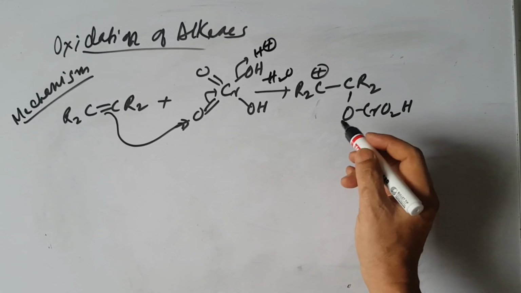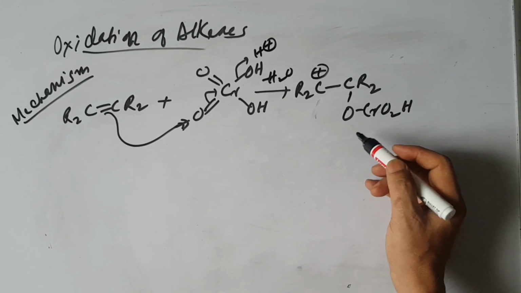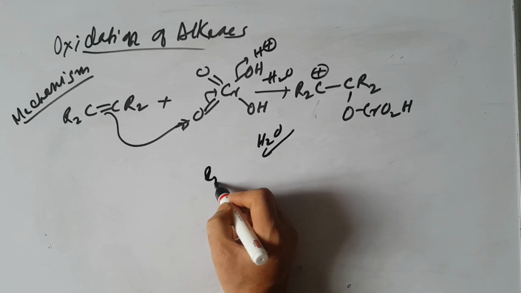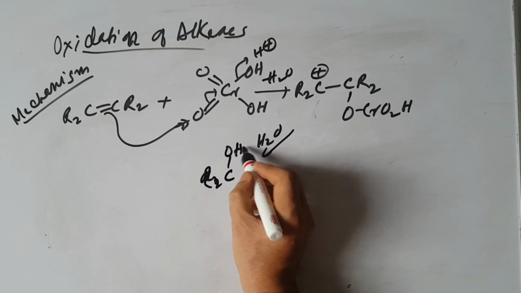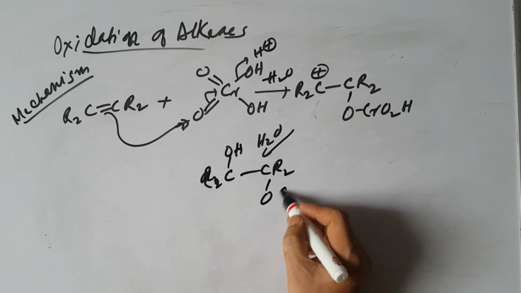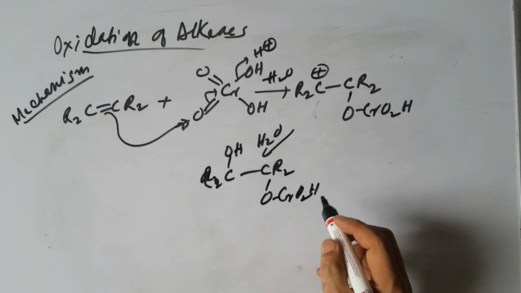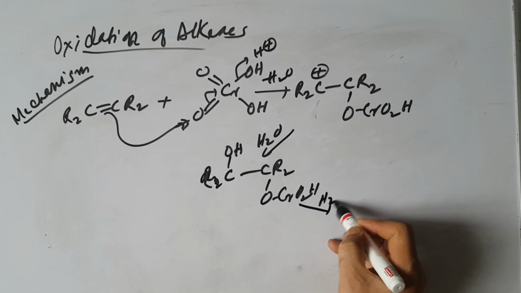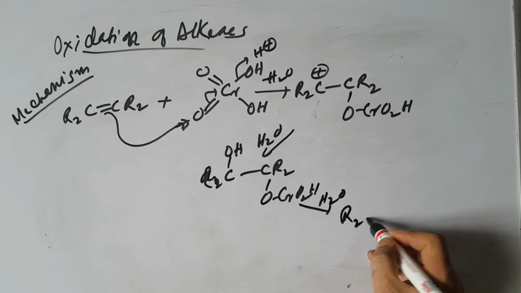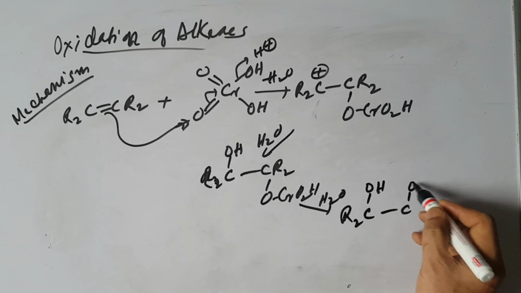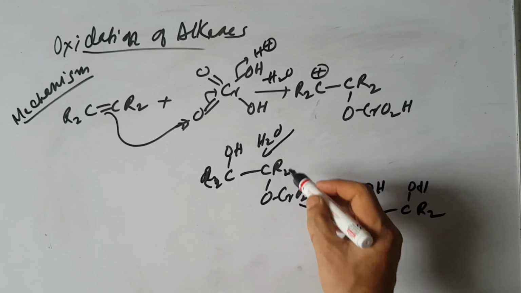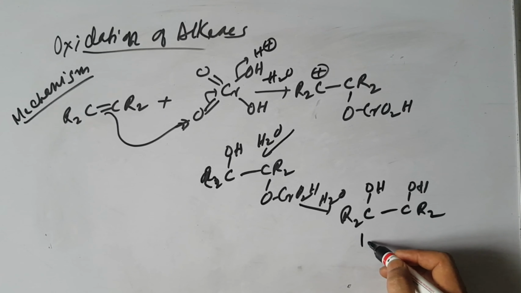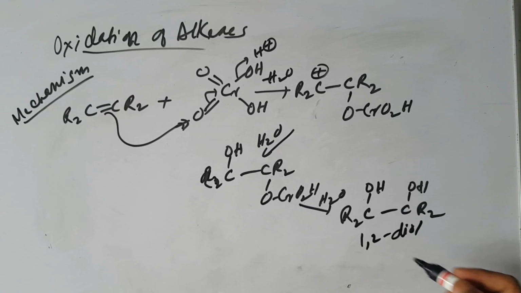This intermediate can undergo many reactions. When it reacts with water, the water will come here, OH will come here, so R2C-OH, then CrO2H. Then another water can attack here. You can have a 1,2-diol, R2C-OH, like that. Another water attacks here, and then it goes like this. So we have a 1,2-diol. This is one product, and another product is also obtained.